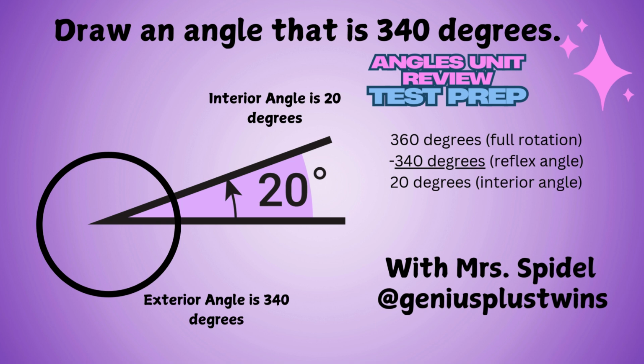I would start by drawing a horizontal line. Be careful to make sure you're using either a ruler or the straight edge of your protractor. Then I would line up my protractor with the vertex on the horizontal line I have just drawn and draw an angle that is 20 degrees. That's my interior angle. Since I've drawn that and know that it's my interior angle, the remaining exterior angle is my reflex angle, which is 340 degrees.